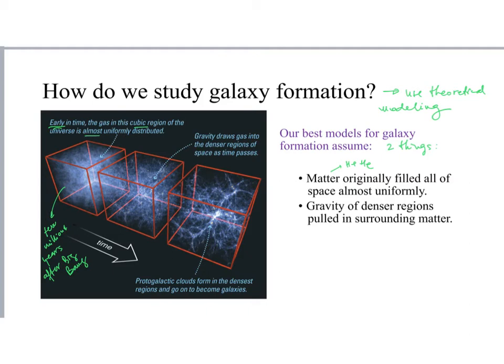It's almost uniformly distributed, but not perfectly uniform. And so what happened then, the gravity of the slightly denser regions is going to start pulling matter from the surroundings.